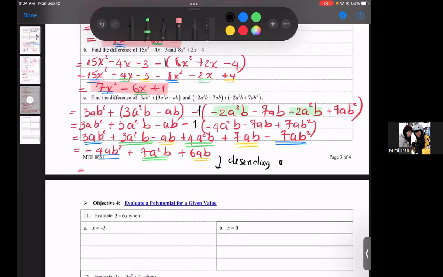Very good. If they ask you to write in standard form, which is descending order, you would write it like this: 7a squared b, and then what's next? Should I do 6ab first? It doesn't matter, I guess, because I only care about descending order in terms of a. I'm going to do 6ab, and then minus 4ab squared. I don't think it matters much.